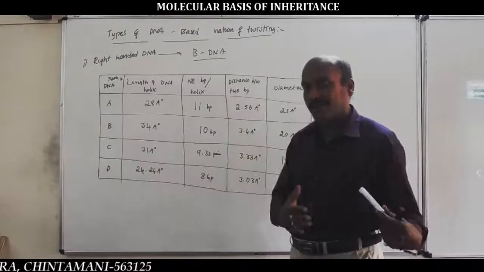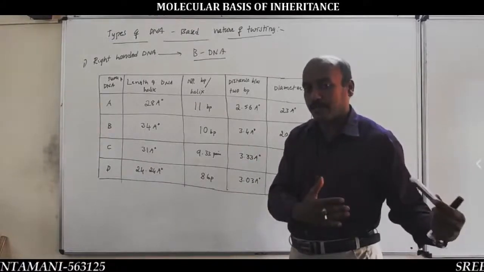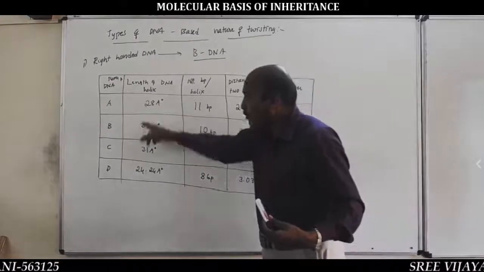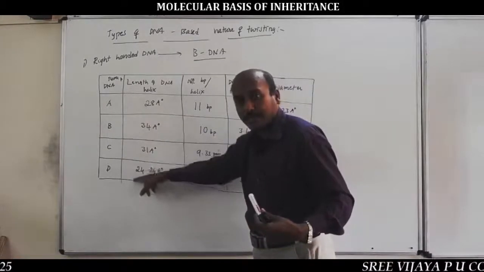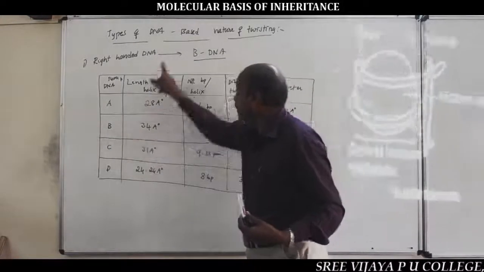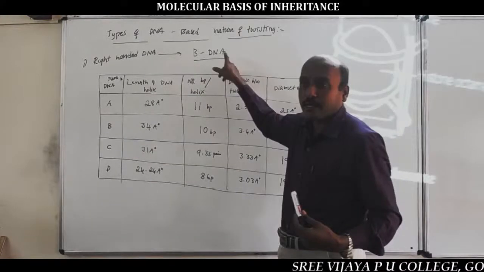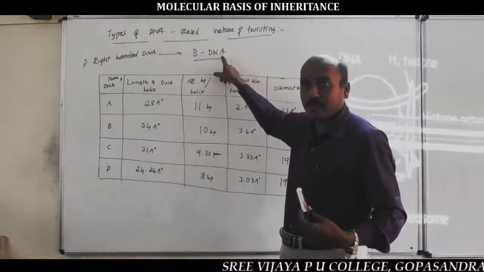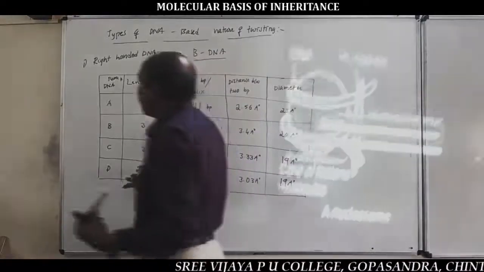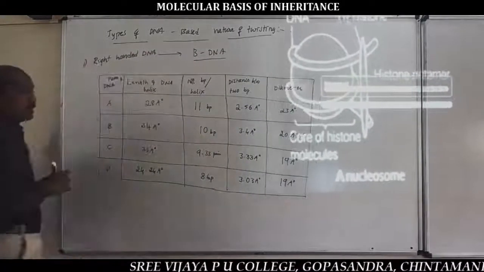Already we have studied this in the duplex model of DNA. That's why out of 4 different types of A, B, C, D DNA, B DNA is the Watson and Crick model of DNA. A, B, C, D are the 4 examples of right-handed DNA.